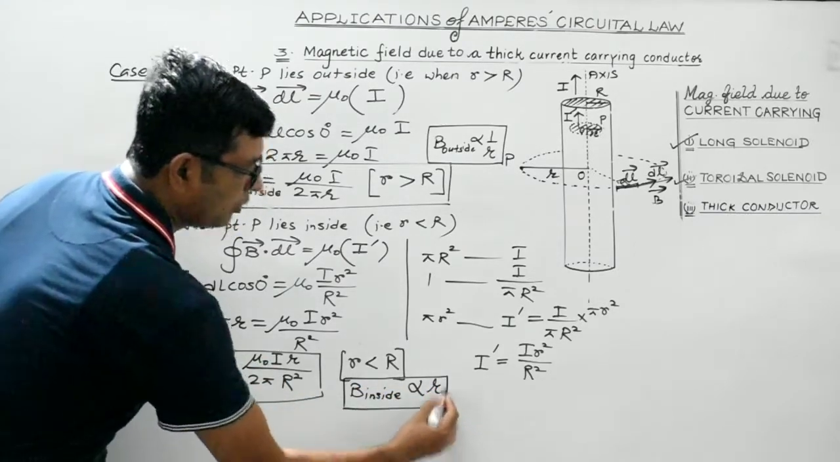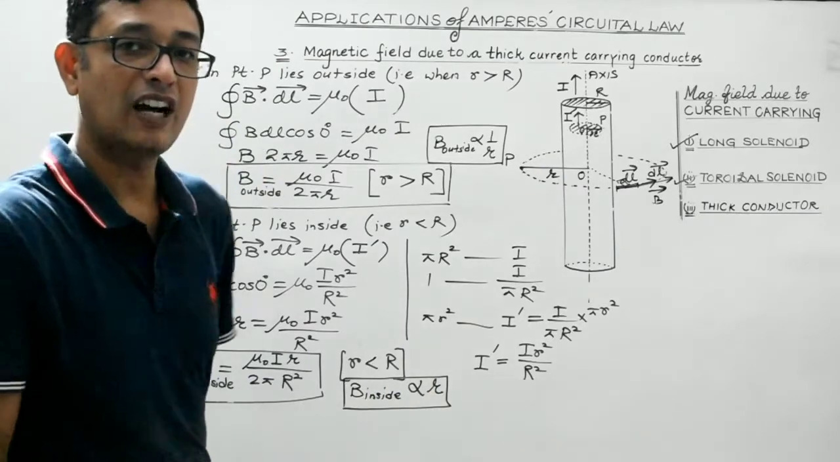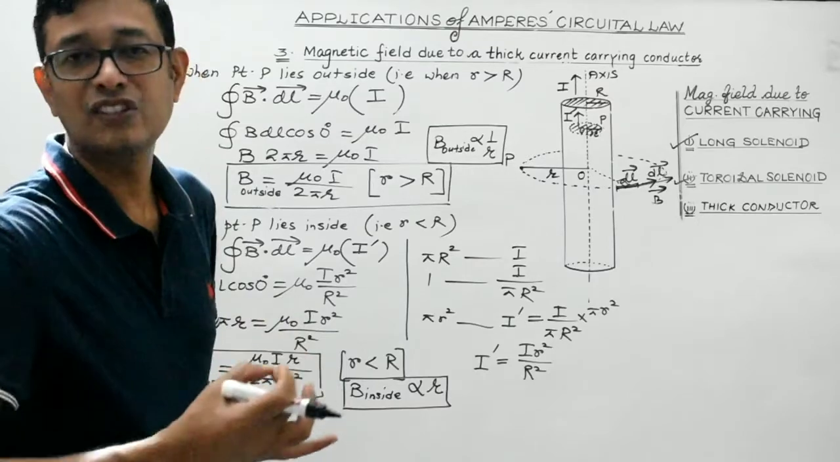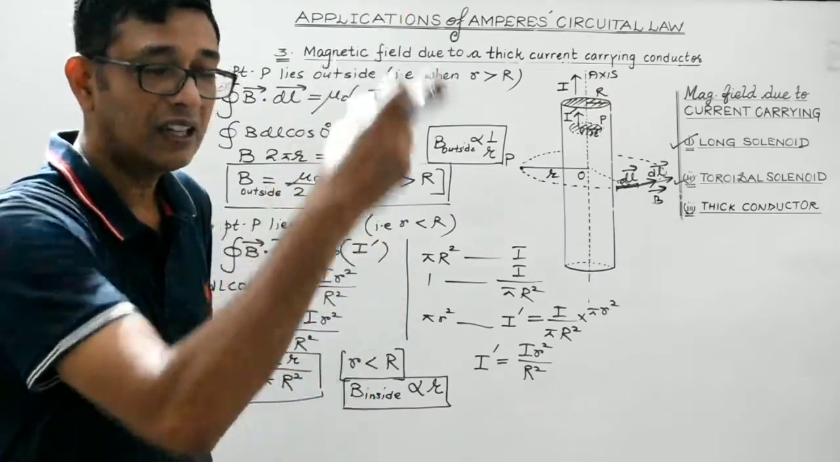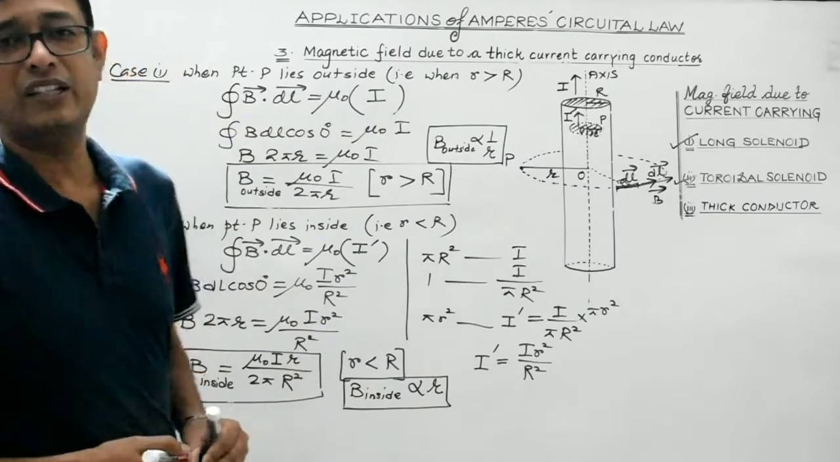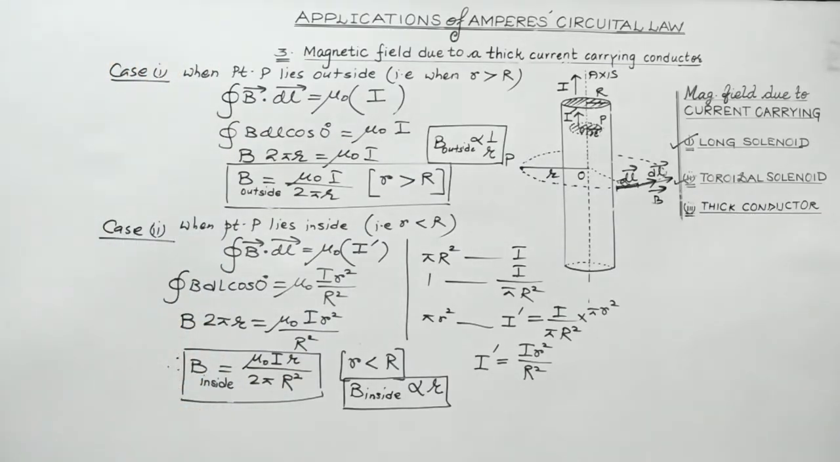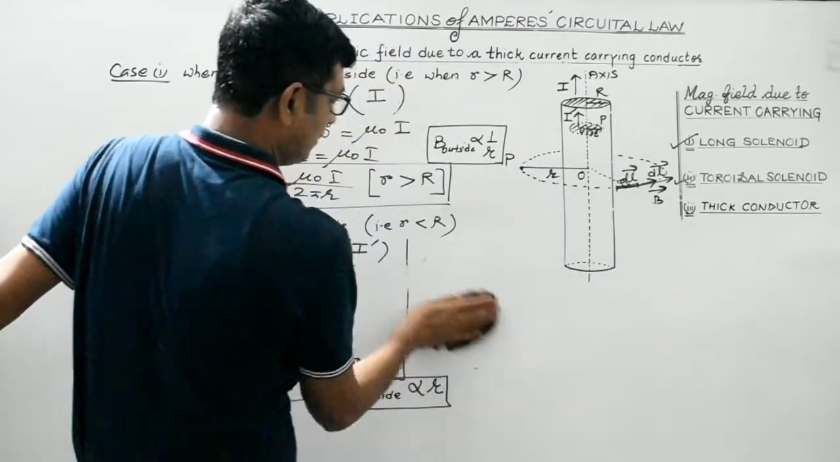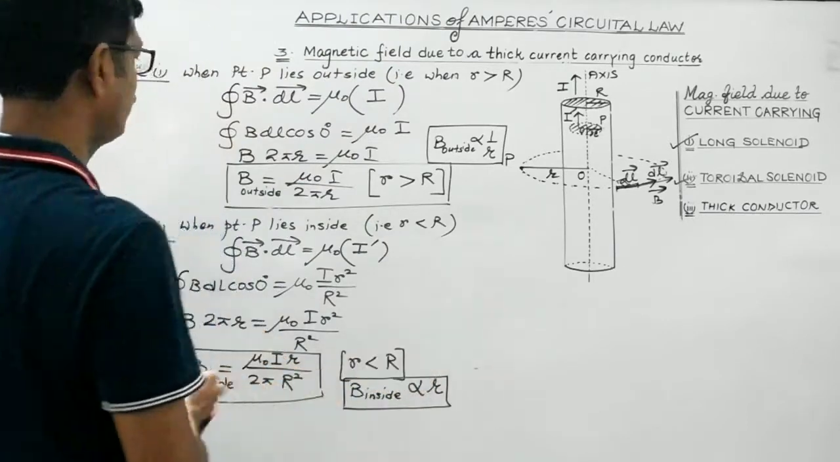So these results will be very useful while plotting a graph showing the variation between the strength of the magnetic field and the distance of the observation point P from the axis of the conductor. Right? So these are, students, very important results. We need to discuss some other results as well. So there are some special cases left still. Now case 3.